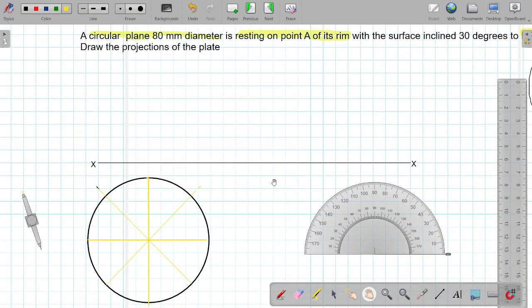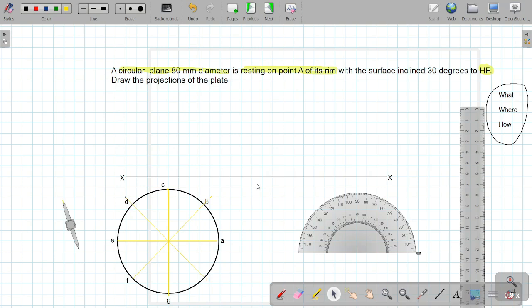As in the question it is given, it is resting on point A on its rim. So I will keep the point A on the right hand side. So this is point A, then B, C, and so on.